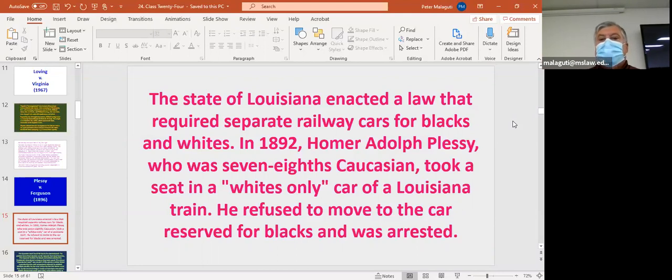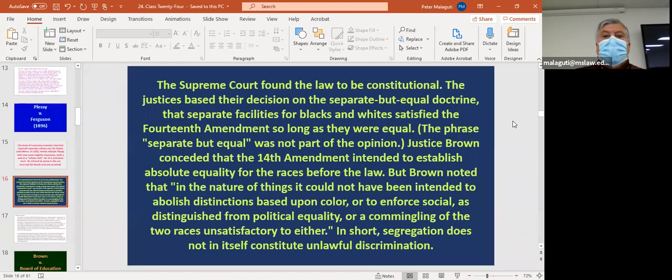So he's arrested. They don't tell you this in the case. Perhaps the Supreme Court didn't know this. I never knew it until I read the book. He was asked to move to the black car. He refused to, and he was arrested. And the case goes all the way up to the Supreme Court.